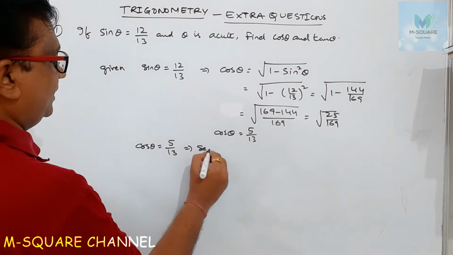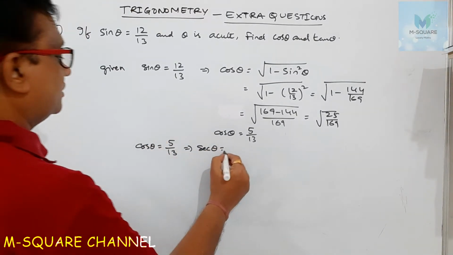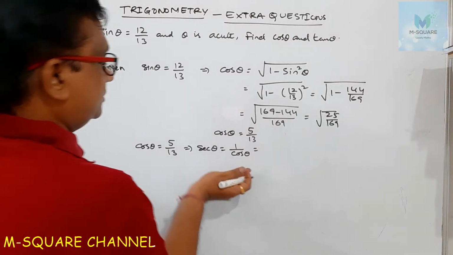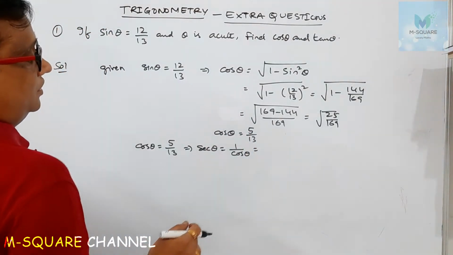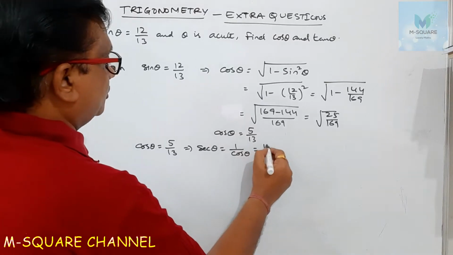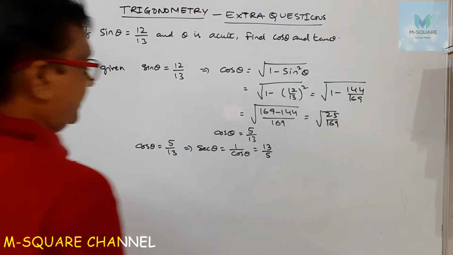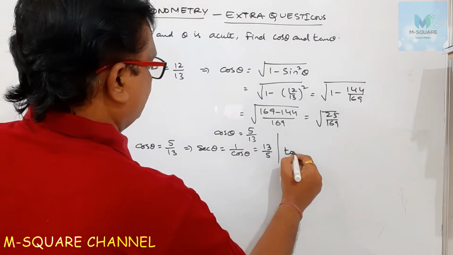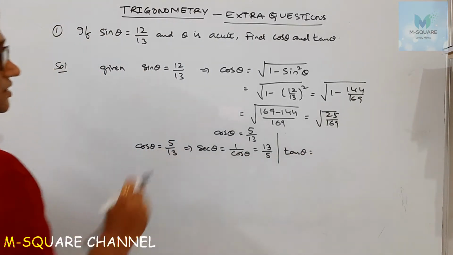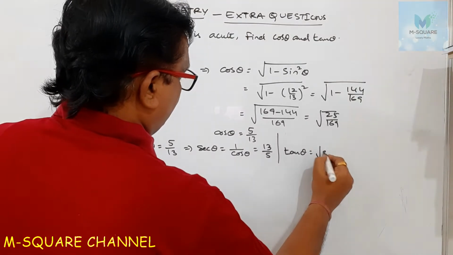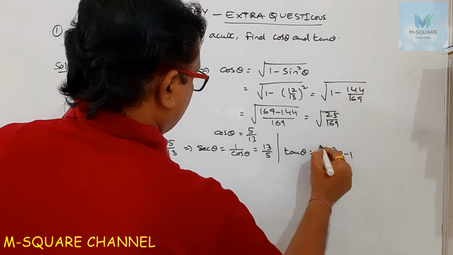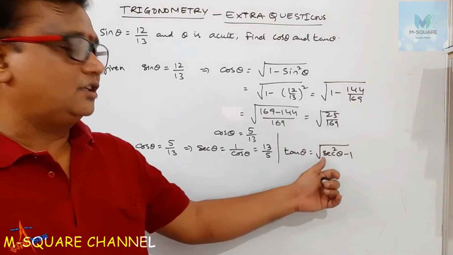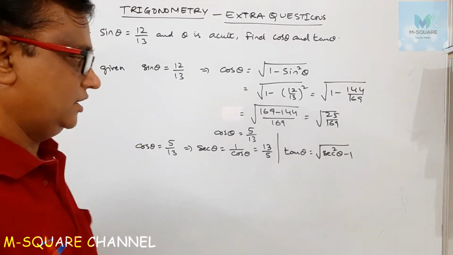Secant theta means 1 by cos theta, the reciprocal of cos theta. So take the reciprocal: 13 by 5. Now what is tan theta? This is the relation between tan and secant: tan theta equals root of secant square theta minus 1.